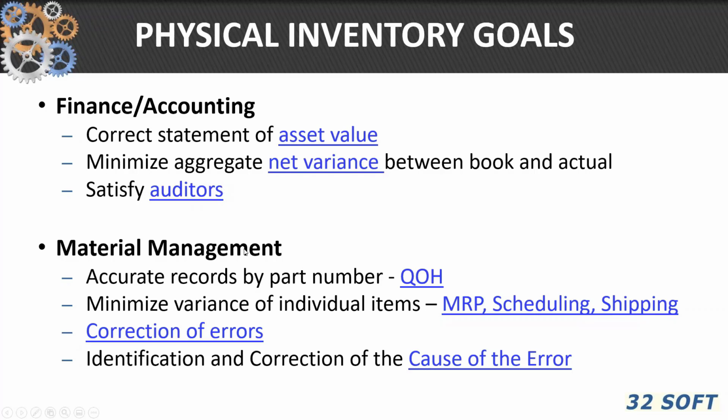But in terms of materials management, we need to have accurate quantity on hand because that's the way that MRP, scheduling, shipping, everything is based upon that quantity on hand. So the more accurate our quantity on hand is, the better off we are in terms of executing our plan. And then the correction of errors, obviously, through cycle counting, and then ultimately the cause of the error. If somebody back in the stockroom is writing 7s like 3s, go teach him how to write 7s.